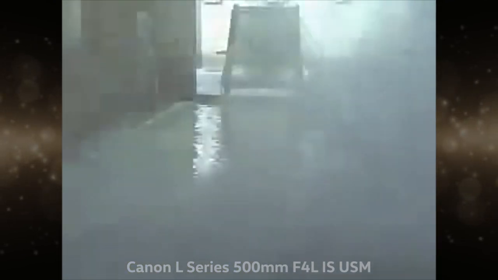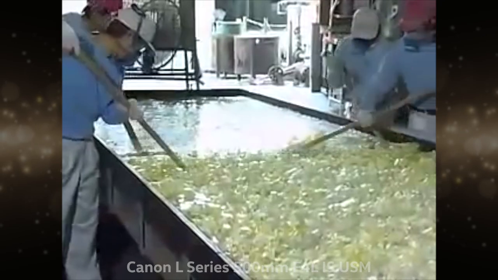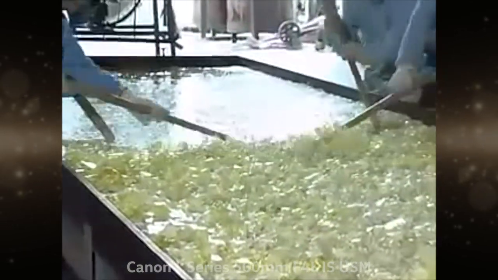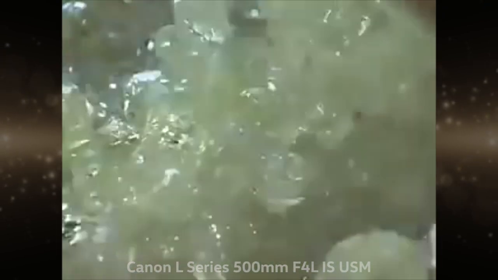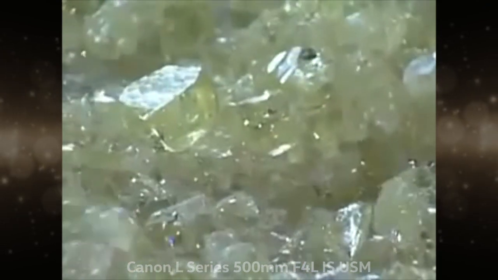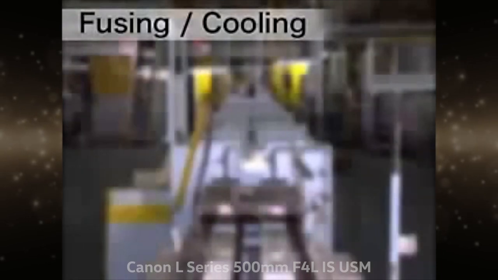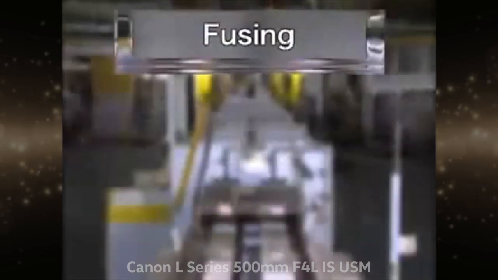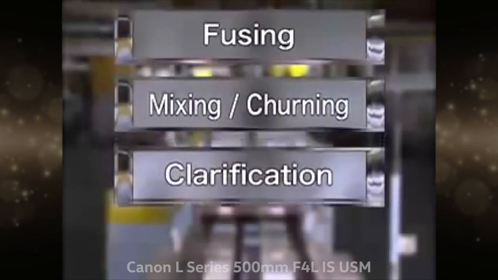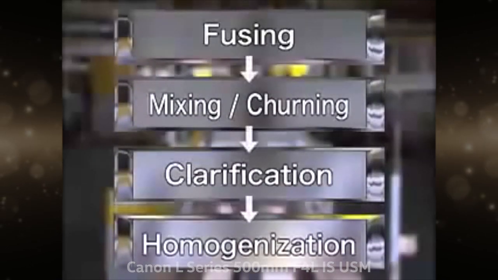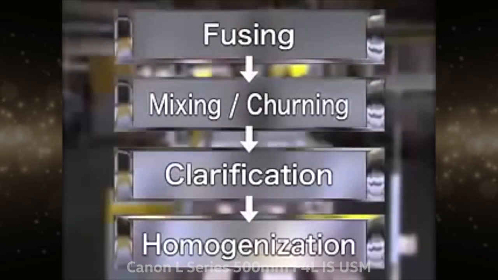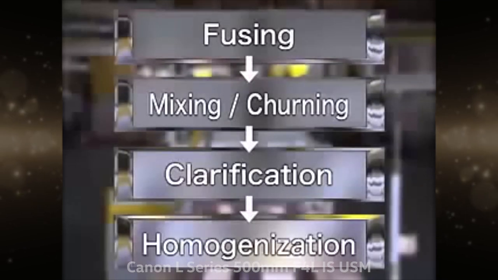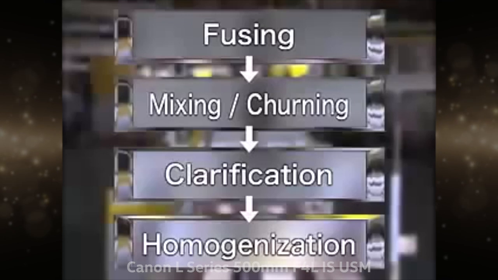As the naturally cooled glass is to be cast into a continuous fusion machine, it is crushed into pieces by hand once. To ensure optimum quality, the glass is cast into a continuous fusing machine. The glass is again melted at about 1300 degrees Celsius, mixed and churned, clarified and then homogenized. Having completed this process, the material becomes homogeneous liquid glass free of air bubbles.